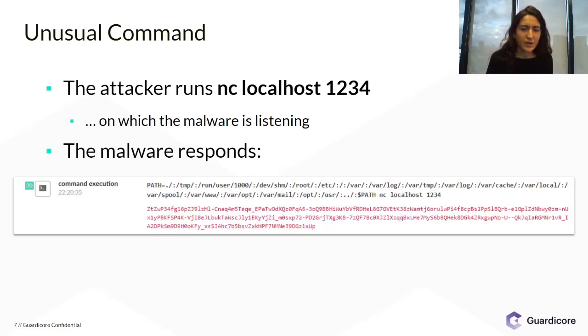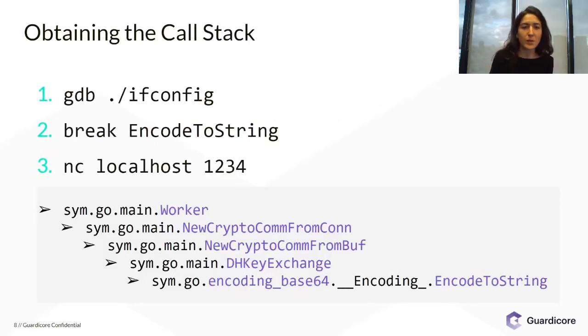This seemed very interesting to me. I wanted to understand what this netcat command line was about, and the base64 seemed like a good entry point. So I took the malware file, I debugged it, I put a breakpoint on the base64 function, and I let the malware execute, while in a separate terminal I ran netcat localhost 1234. And the malware luckily immediately hit the breakpoint, resulting in this beautiful call stack that you see right here.